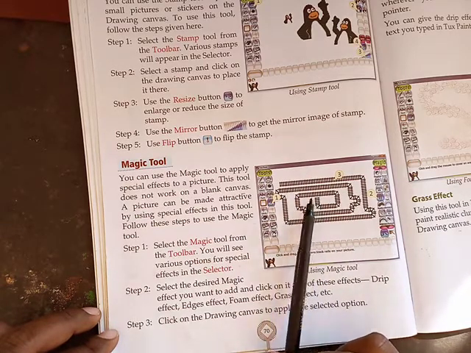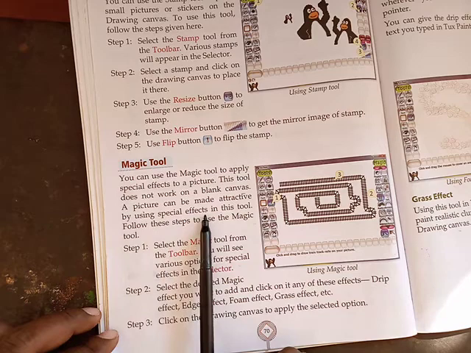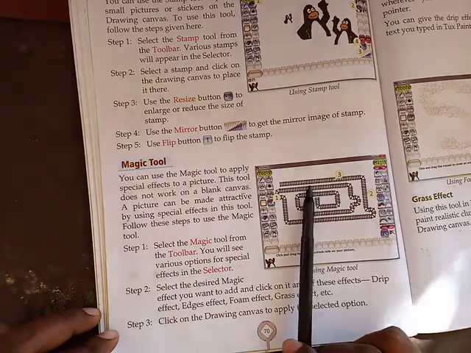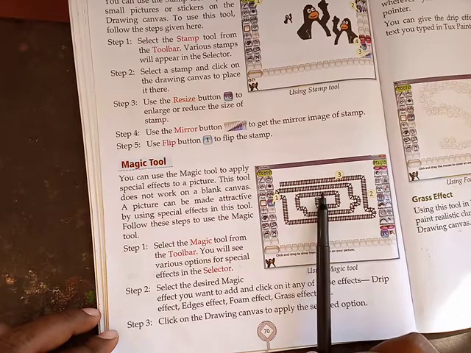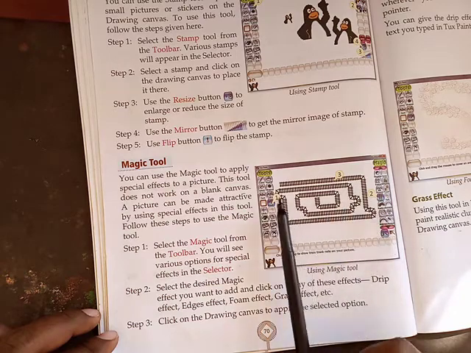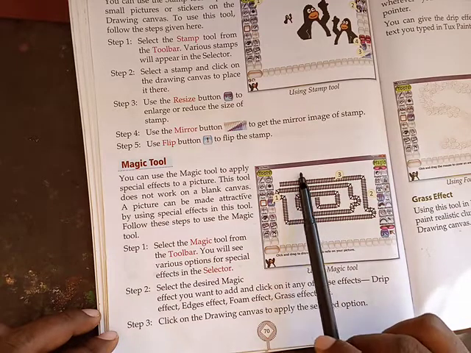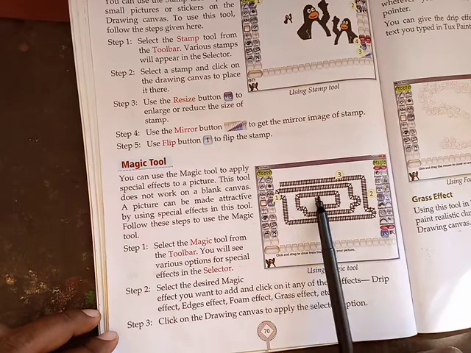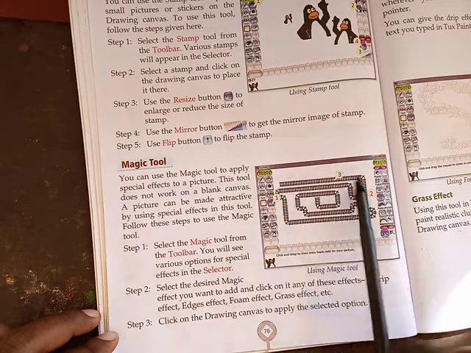A picture can be made attractive by using special effects in this tool. Suppose we put one picture on this blank canvas. To make it look attractive, we can put some pictures on the sides, such as grass, trees, leaves or flowers.